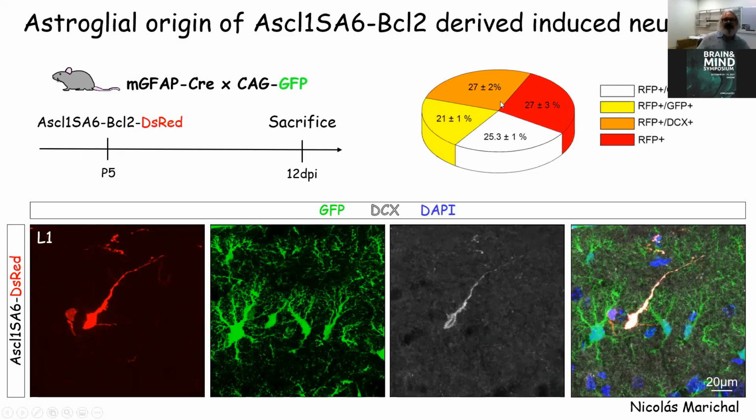Now there's also about a quarter of cells that are targeted by the virus and were not fate mapped as astrocytes and may have, or at least didn't, induce doublecortin. And there's a quarter of cells that is clearly not fate mapped and yet start to express doublecortin.